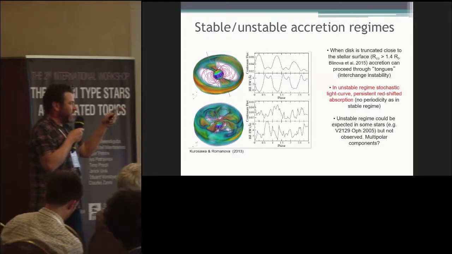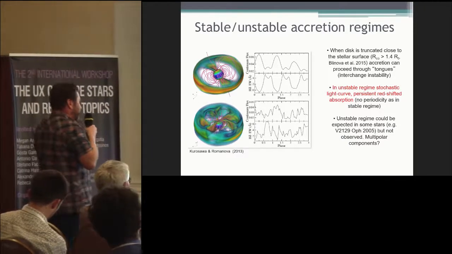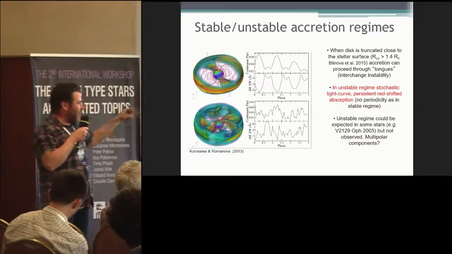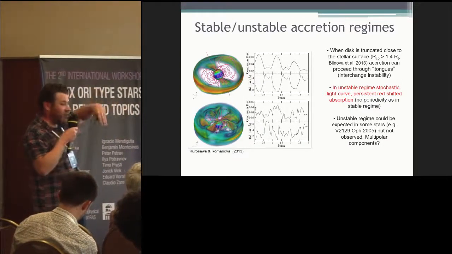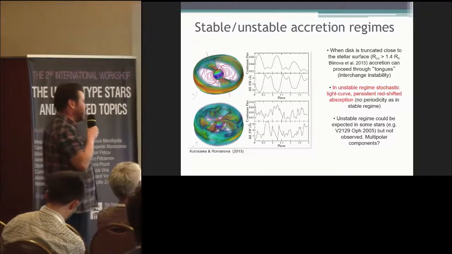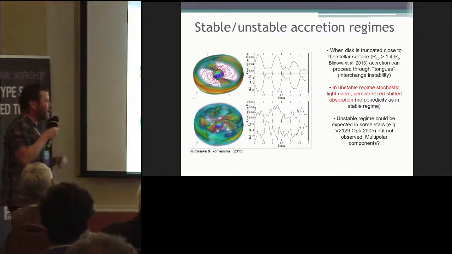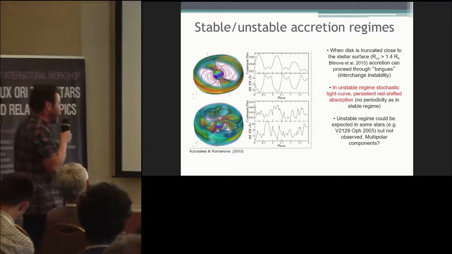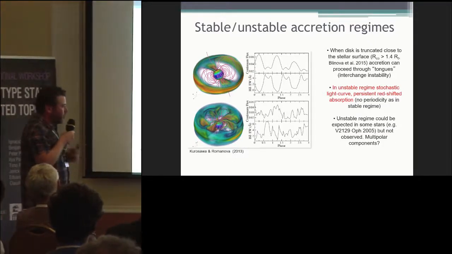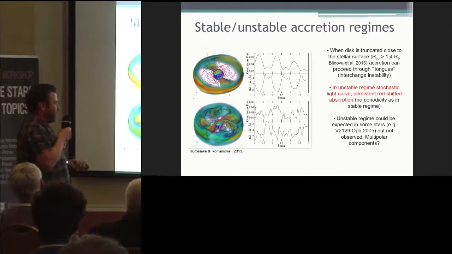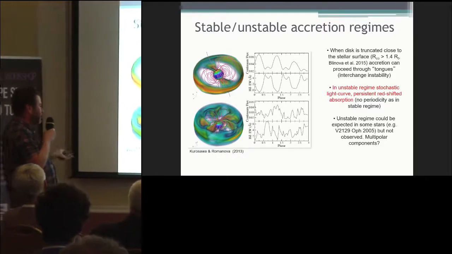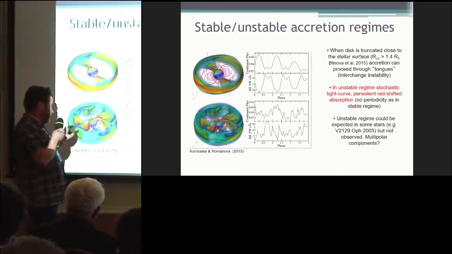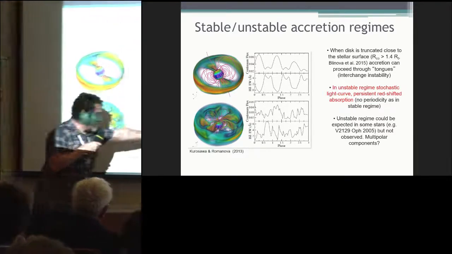In the unstable regime, the light curve becomes much more stochastic, so it resembles the idea of these very irregular sources, and you have a persistent redshifted absorption, not seen at particular phases. Also, as with the propeller regime, some stars, if you just take the characteristics, magnetic field, truncation radius, rotation radius, could be in this regime. This is just an example.